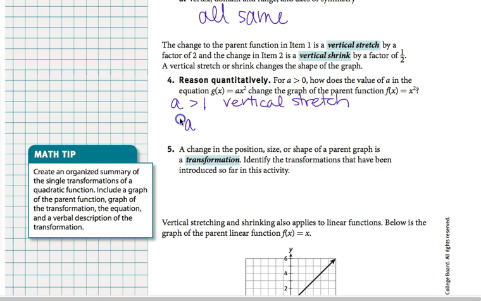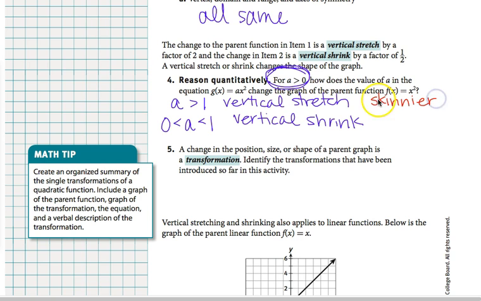And we'll say if a is between 0 and 1, again, we can't just say a is less than 1 because we already are assuming that a is bigger than 0. So if a is between 0 and 1, a fraction like the 1/2 here, then that is when we have a vertical shrink. Now, it's important that you understand what it does to the graph. A vertical stretch is going to make the graph skinnier, whereas a vertical shrink is going to make the graph wider.